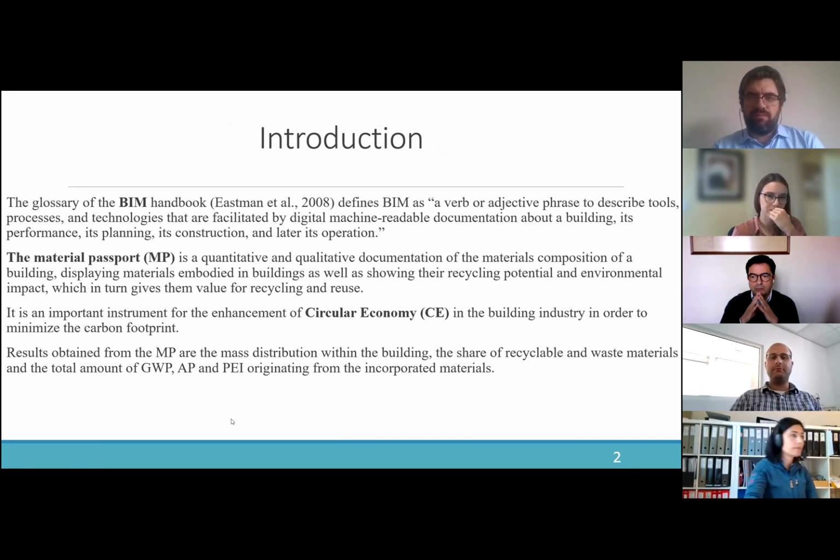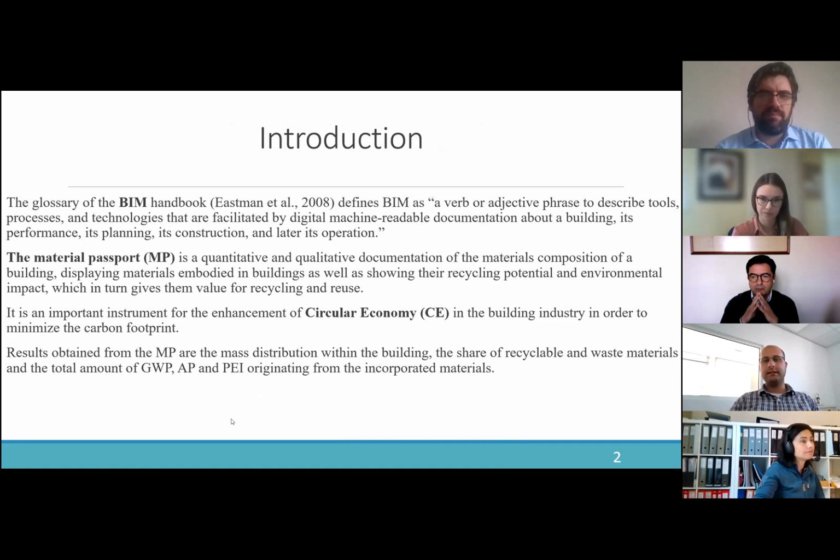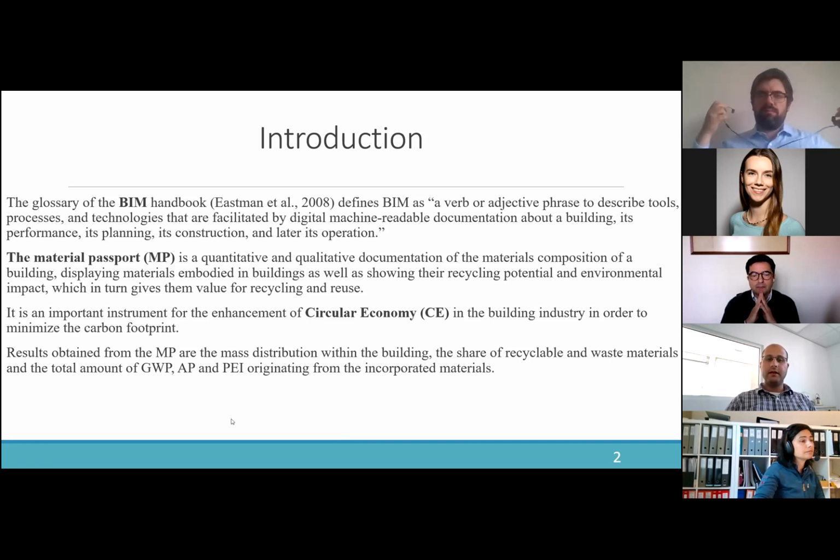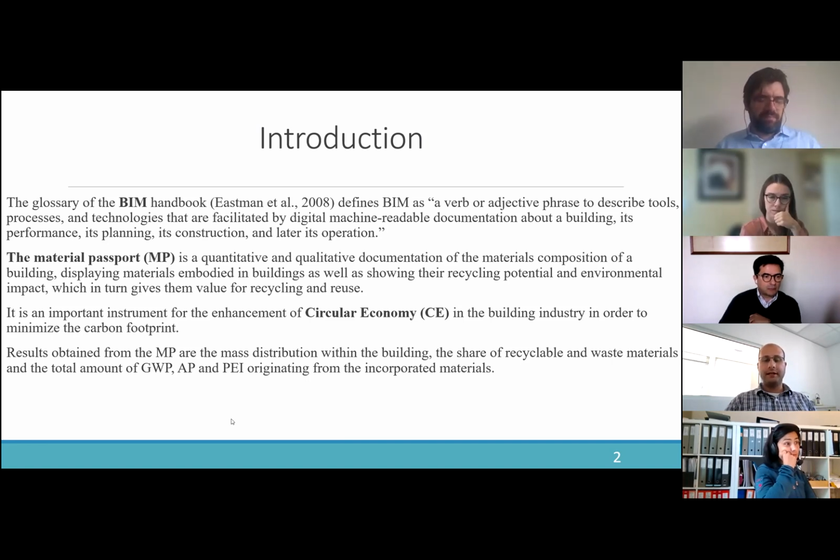The glossary of the BIM handbook defines BIM as a verb or adjective phrase to describe tools, processes, and technologies that are facilitated by digital machine readable documentation about the building, its performance, its planning, its construction, and later its operation. The material passport is a qualitative and quantitative documentation of the materials composition of a building, displaying embodied materials in the building, as well as showing their recycling potential and environmental impact, which in turn gives them value for recycling and reuse.